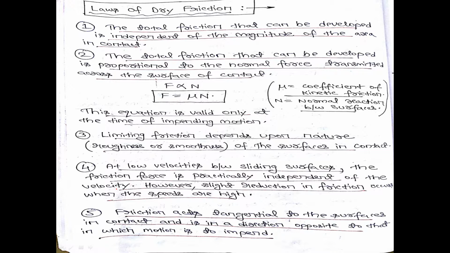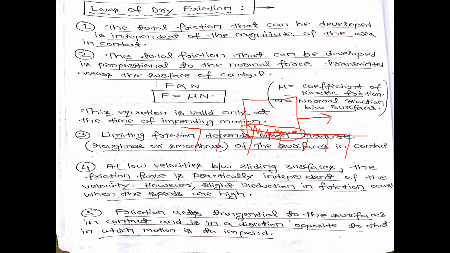And what is the fifth law? Fifth law is: the friction acts tangential to the surface in contact and is in the direction opposite to that in which the motion is to impend. That means if I have a body placed on a rough surface, and say this body is moving in this direction, then according to the fifth law, frictional force always acts tangential to the surface in contact. If you see this problem, this is the surface in contact.